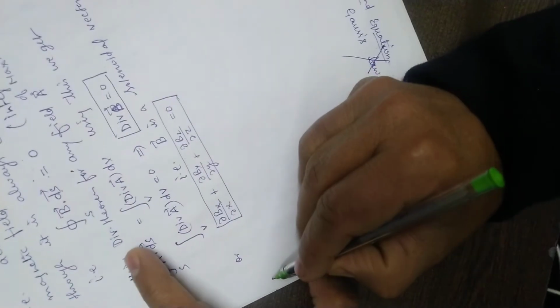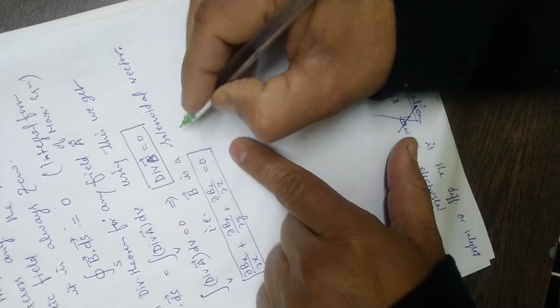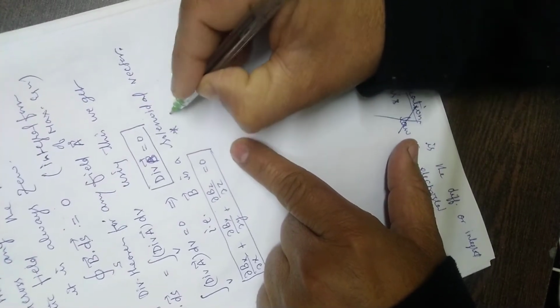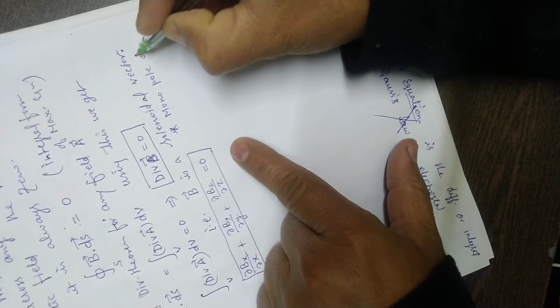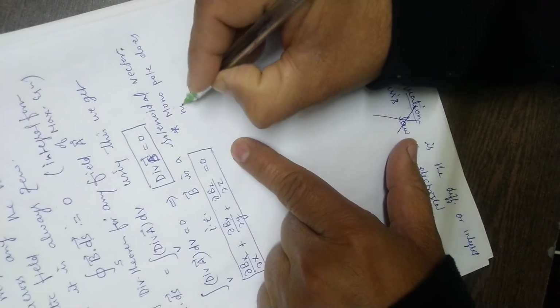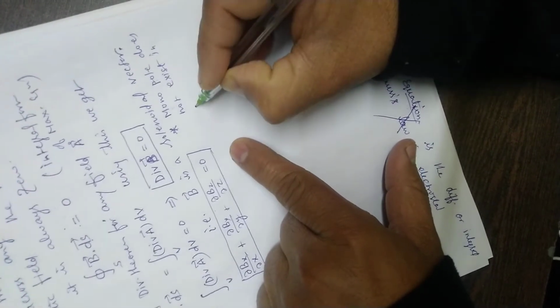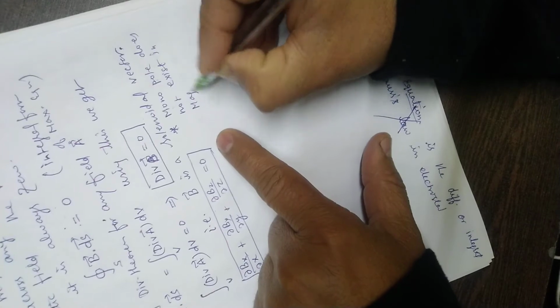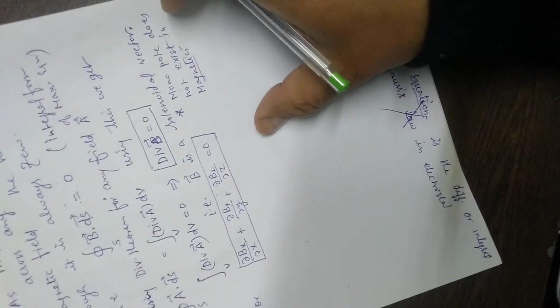Now I come to, what is the physics behind this? What is the physical significance of this second equation? That monopole does not exist in magnetics. The smallest structure in magnetism is the dipole.